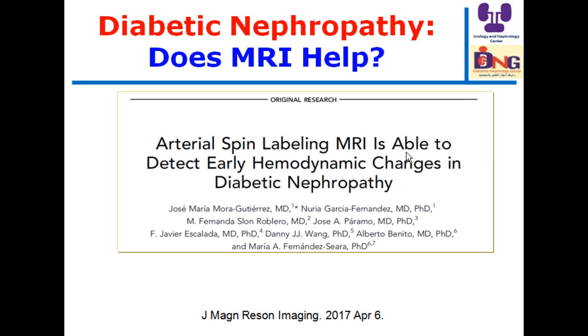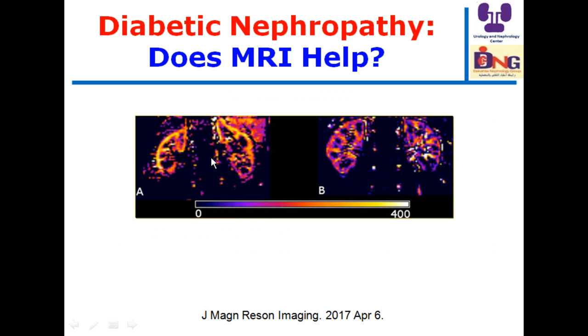How to diagnose silent diabetic nephropathy? Maybe by the use of biomarkers, but still we are not convinced of the practicality of using a multitude of biomarkers. Another point from the advances in radiology is MRI using arterial spin labeling, because this MRI technique is able to detect early hemodynamic changes in diabetic nephropathy by evaluating the renal blood flow.